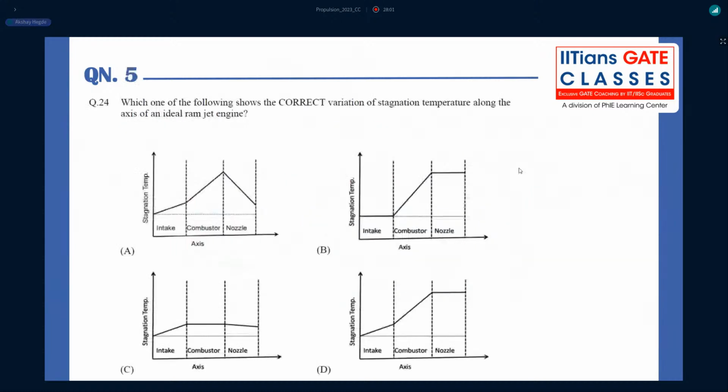Okay then. Which one of the following shows the correct variation of stagnation temperature along the axis of an ideal ramjet engine? Come on, this one you guys can answer first. Yes, option B, right? So let us see why option B is correct.